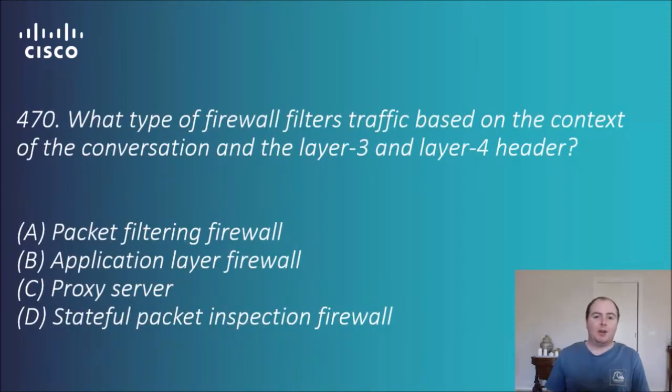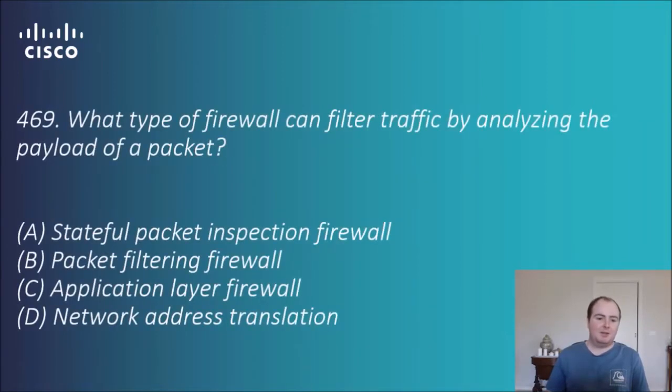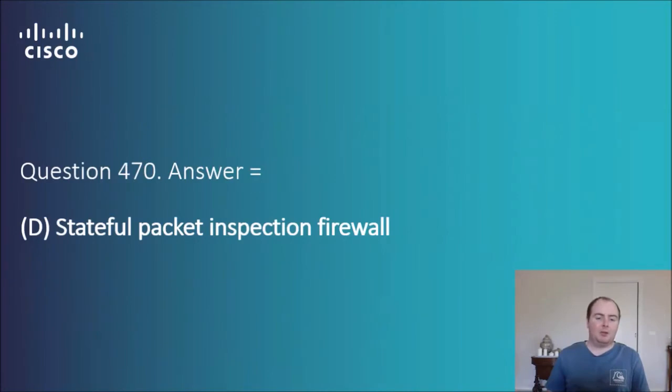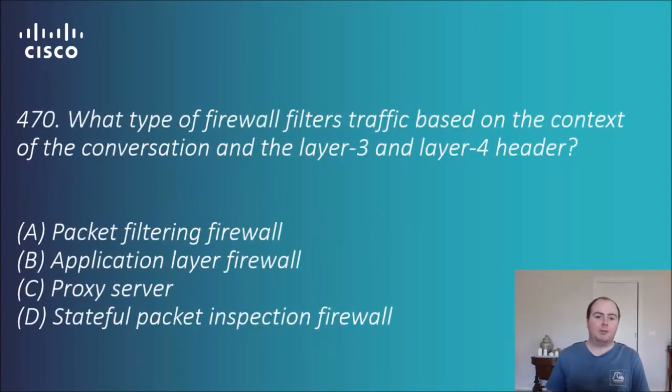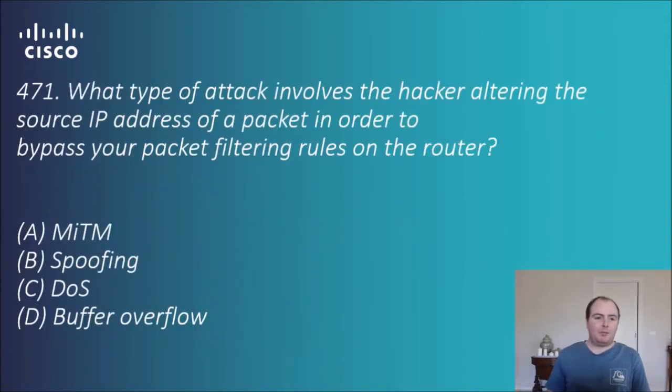470, what type of firewall filters traffic based on the context of the conversation, the layer 3 and layer 4 header? So I feel like we've got the same answers there potentially. Looks close enough, except D is different. Packet filtering firewall, application layer firewall, proxy server, stateful packet inspection firewall. Again, this one will be D, stateful packet inspection firewall. So this provides a little bit more of a thorough inspection of the packets as opposed to just general packet filtering firewall. With where it's at in time with layer 3 and layer 4.